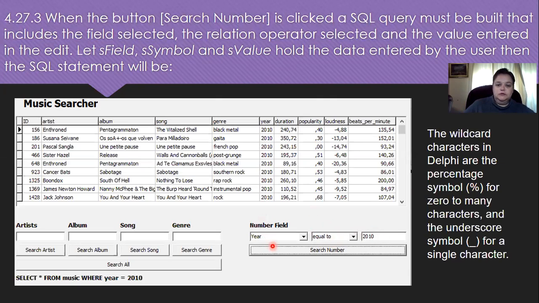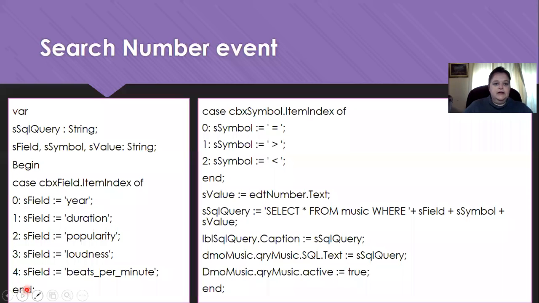But now we just want to find out from the year field all the songs that were produced in 2010. So let's look at our Delphi code. This goes actually underneath each other, but my page was too small to display it underneath each other. So I start variable, declare my SQL query.